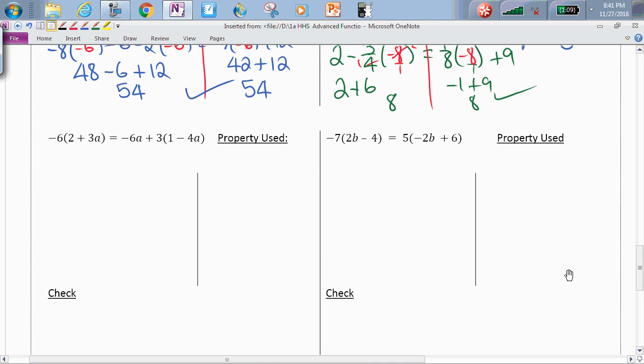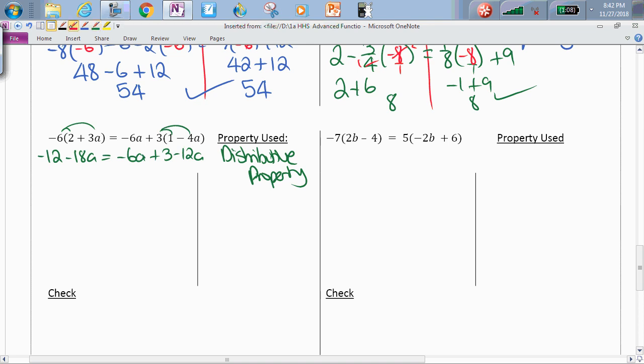Okay, next one. So we need to use a distributive property here. We get negative 12 minus 18a equals negative 6a. Get to distribute into both parts, or all parts of the parenthesis. This is the distributive property. If you forget to multiply into both parts, then it messes up your answer.